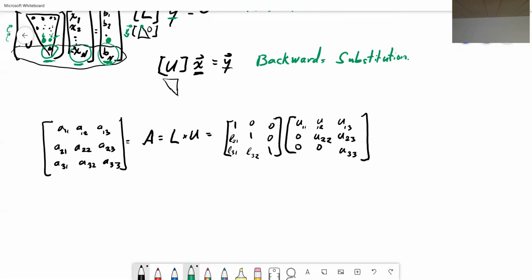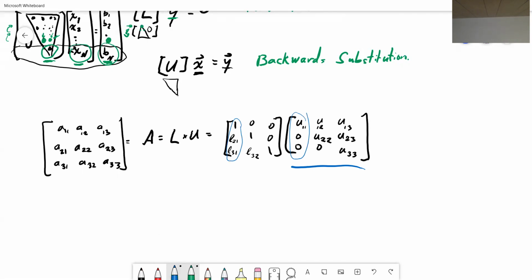So how do we find this? As before, we will go column by column. So we will look at the first column, in this case of two matrices, so of this matrix and this matrix. So let's solve for the U first. We know that L times U will be equal to A.